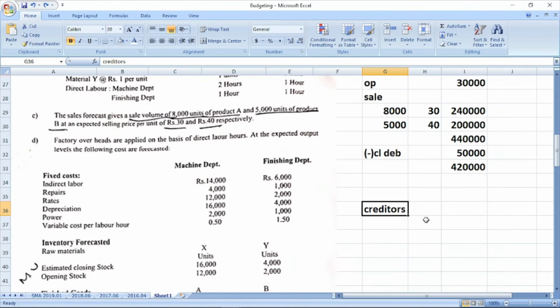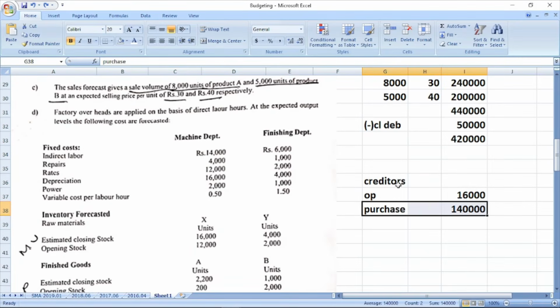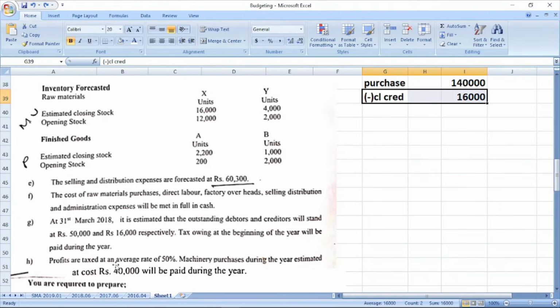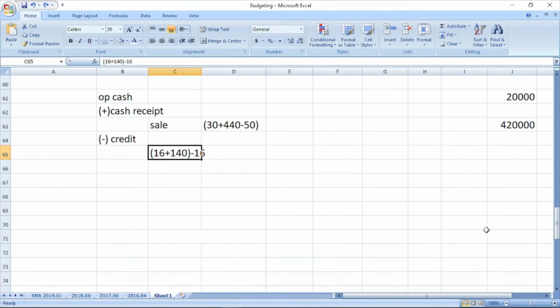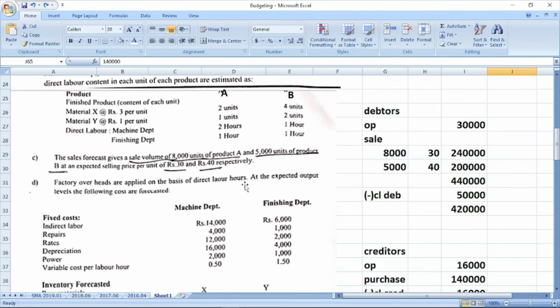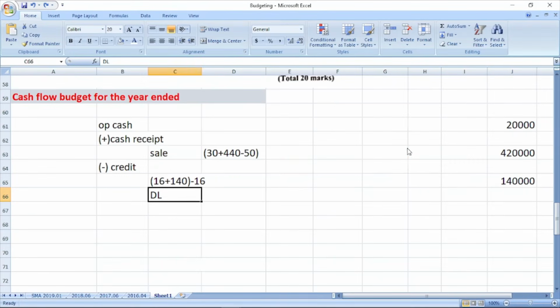And creditors opening balance is 16,000, and purchase is 140,000, and closing creditors is 16,000. Final value is 140,000. And they said the other values, the cost of raw material purchases, direct labor, factory overhead, selling, distribution and administration expenses will be met in full in cash.